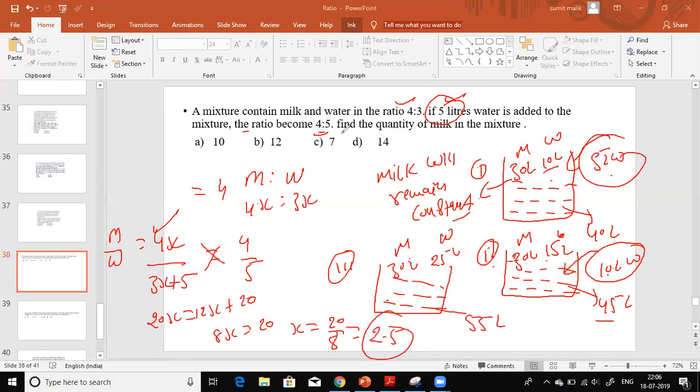And he is asking about the milk. So what is the milk? Milk is equal to 4x. So 4 into 2.5 is equal to 10. That will be your answer. If I am adding water, then there will be no effect on the quantity of milk. Milk will remain 4x. It will always be 4x if I am adding water. Water will be added to the water. Okay.